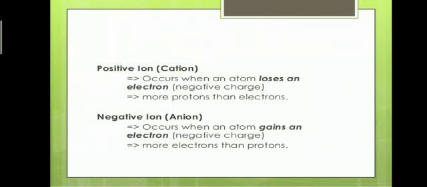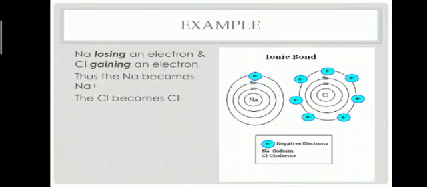The positive ion or cation occurs when an atom loses an electron. It means it loses its negative charge and becomes positive, and it has more protons as compared to electrons. Whereas the anion occurs when an atom gains an electron. It means it gains a negative charge. It gains an electron, so it has more electrons than protons.